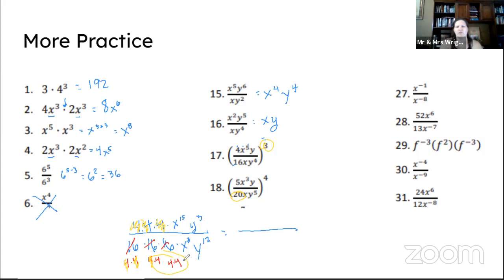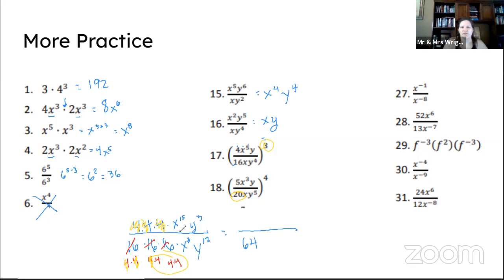On the bottom, I've got 4 to the power of 3, which I happen to know is 64. And I know that because I used my calculator, 4 caret 3. So I'm going to write 64 here on the bottom. So I've done all the numbers. Now I want to look at my variables.